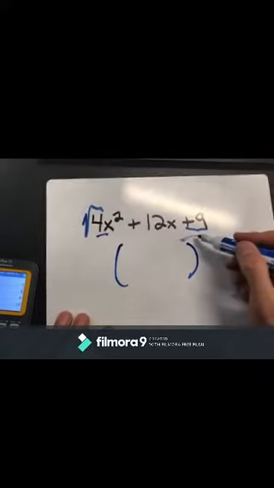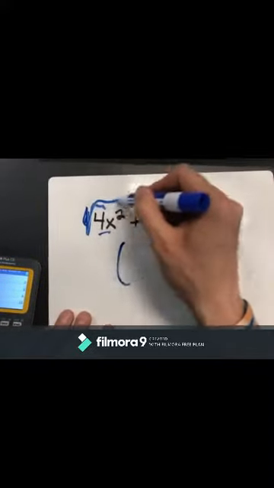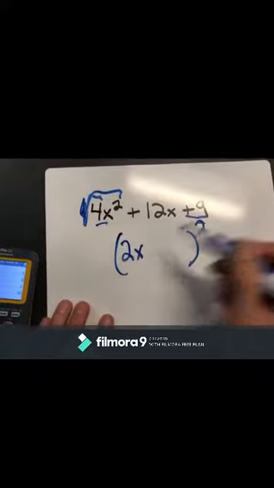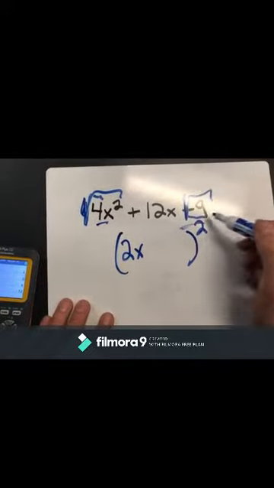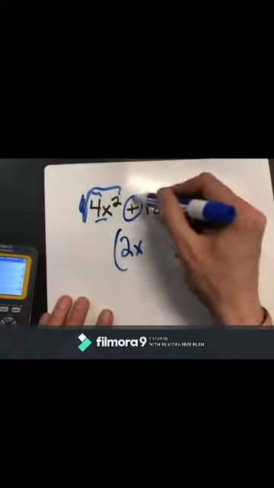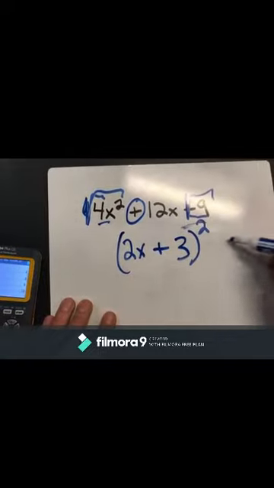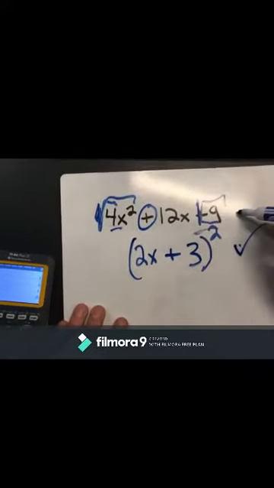I put one parentheses, I square it, I take the square root of my first term, which is 2x, take the square root of my last term, which is 3, and I take this operation, put it in between them, and boom, you have your factors for this trinomial.